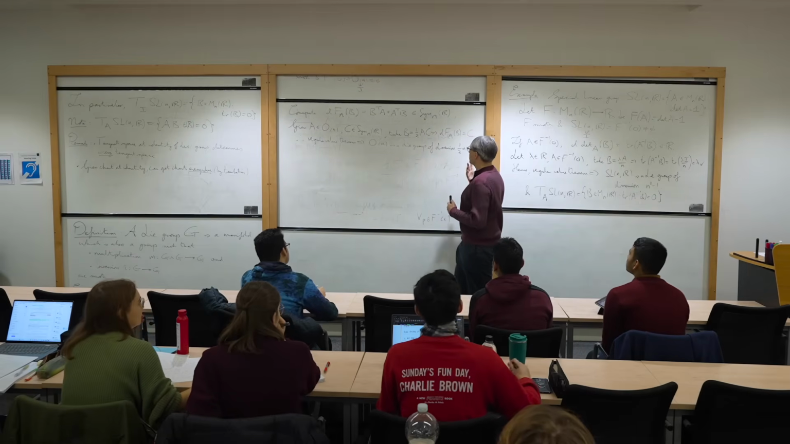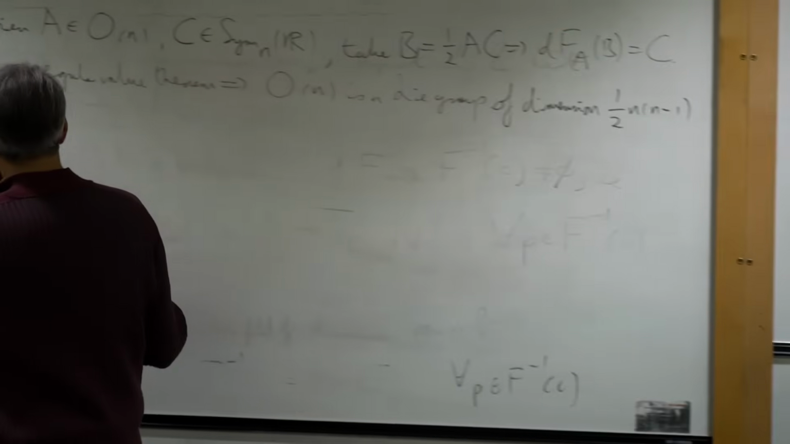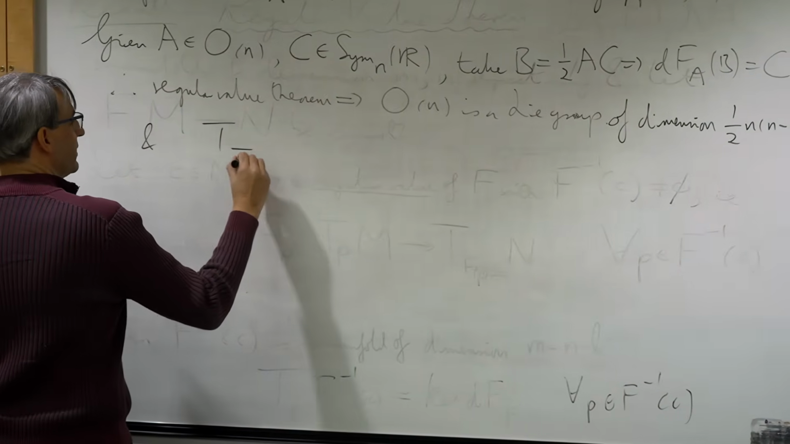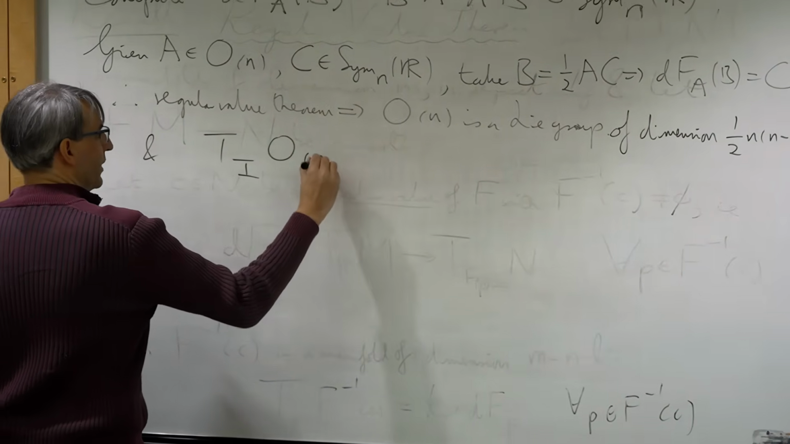So it's a Lie group of this dimension. And then we also get that, what is the tangent space at the identity of the orthogonal matrices?